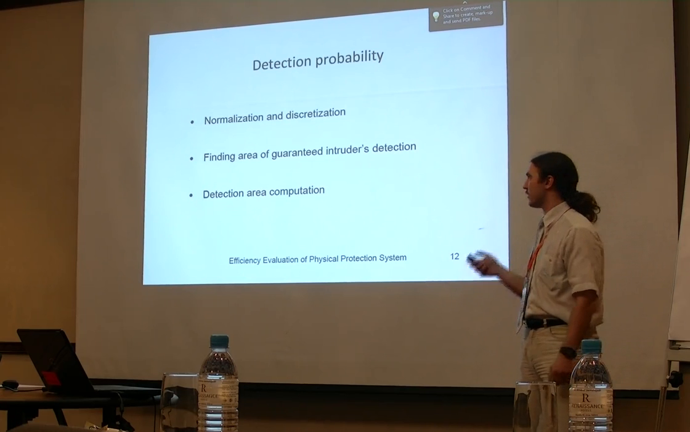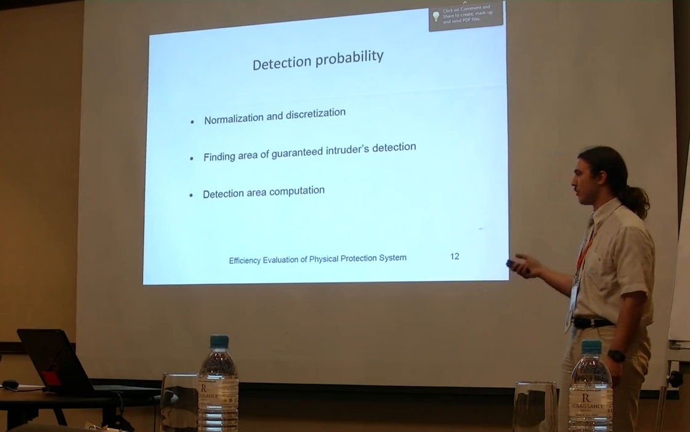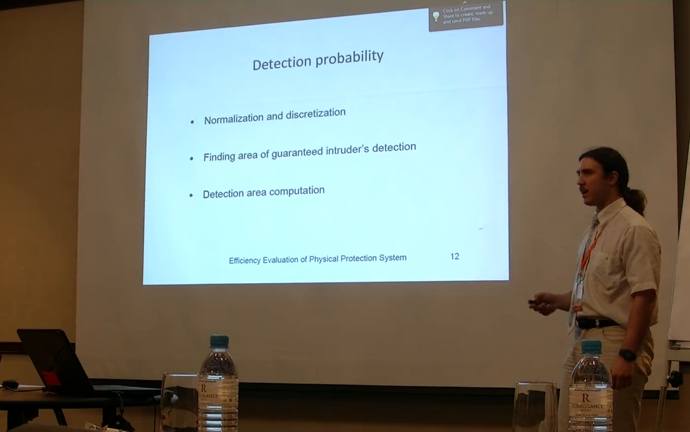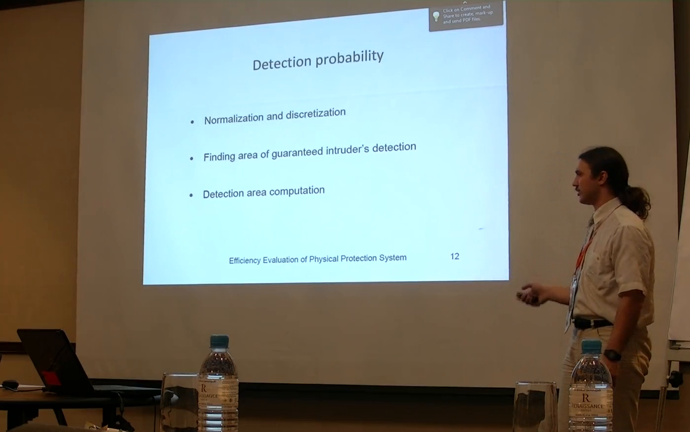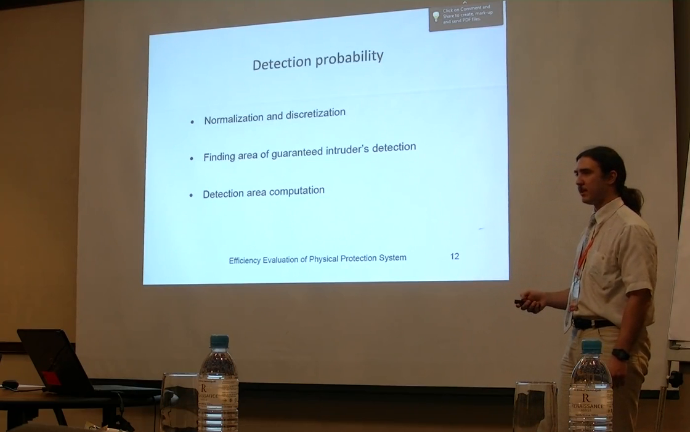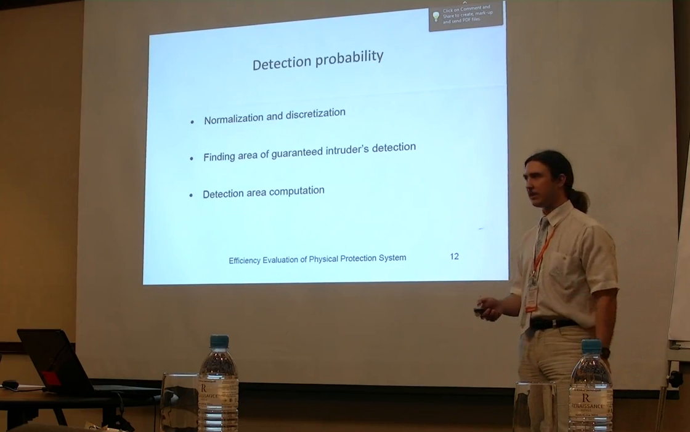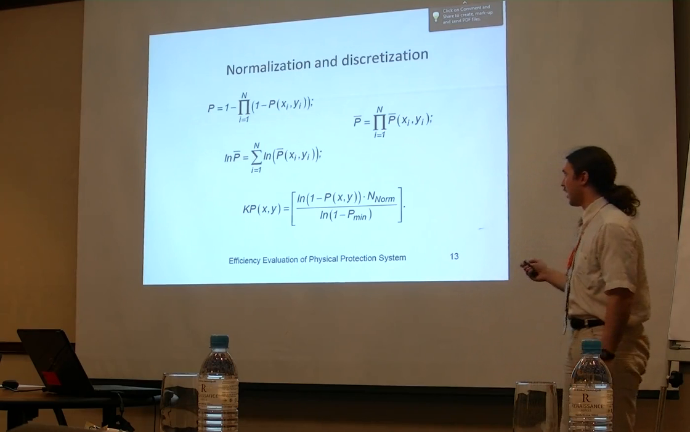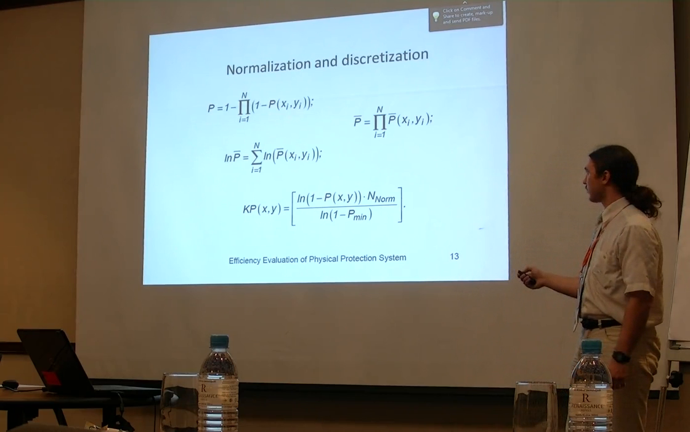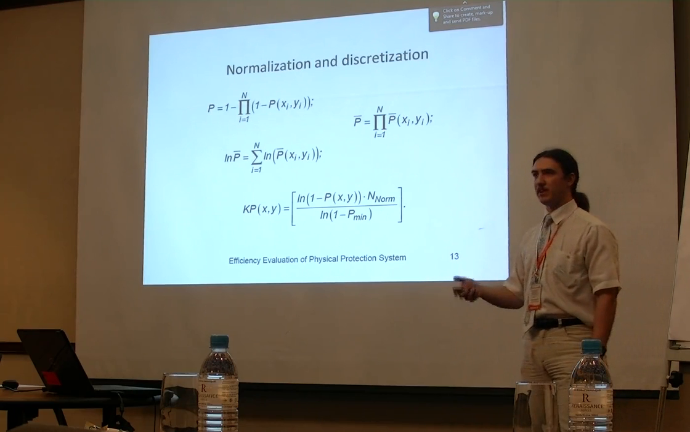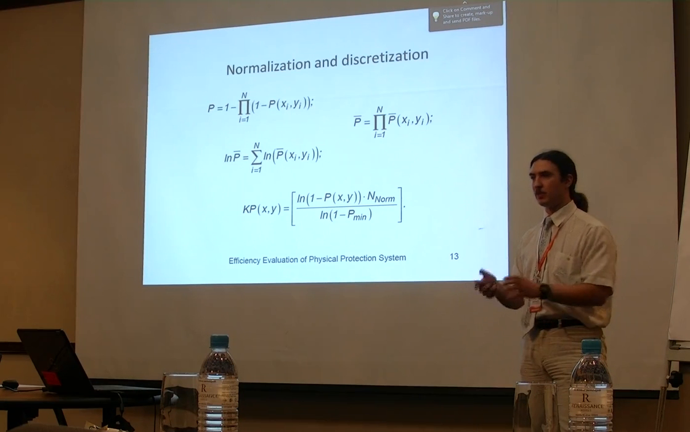And here comes the threat detection probability problem. Firstly, I'll introduce the notion of normalized discrete logarithmic probability. Then I'll show how it can be used to calculate the area of guaranteed detection. And after that, I'll give a simple example. Let P be the probability of being detected in a particular square.